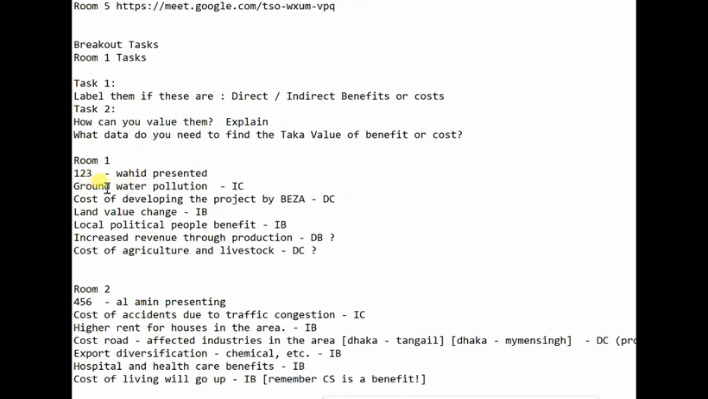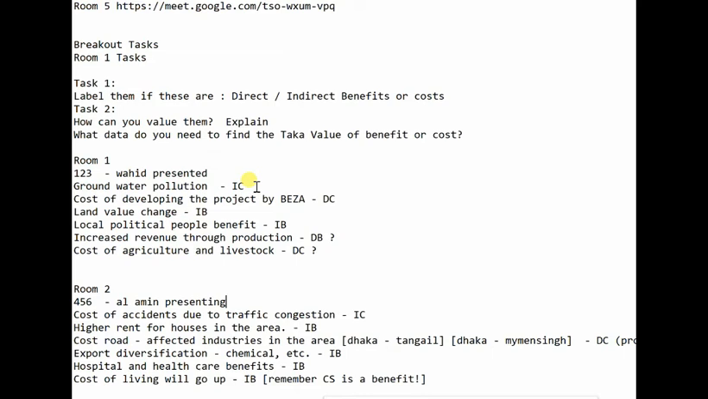So the first presentation was that this was an indirect cost. Remember, indirect cost means it has to be outside the authority who is organizing it. Not outside Bangladesh, but within Bangladesh, outside the authority. Groundwater pollution will affect people outside the authority, so it's an indirect cost. Cost of developing the project, obviously BEZA has to pay for it, so that's their direct cost. Land value change, BEZA will not get the benefit of it. It will benefit the other people around it, so it's an indirect benefit. Local political benefits, BEZA also has nothing to do with, it's an indirect benefit.